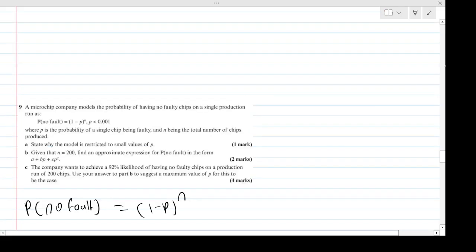Then part C says the company wants to achieve a 92% likelihood of having no faulty chips on a production run of 200 chips. Use your answer to part B to suggest a maximum value of p for this to be the case. So, right, it's talking about a 92% likelihood of no faulty chips. That's telling you the probability.